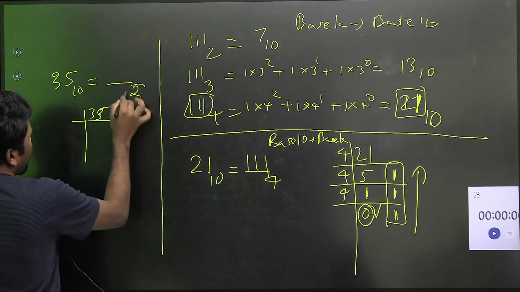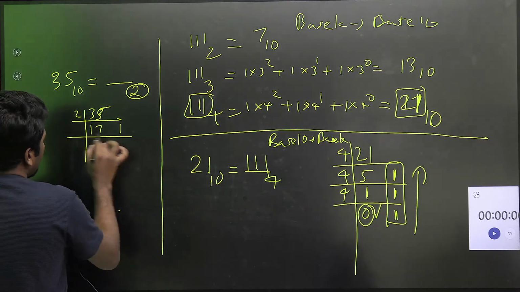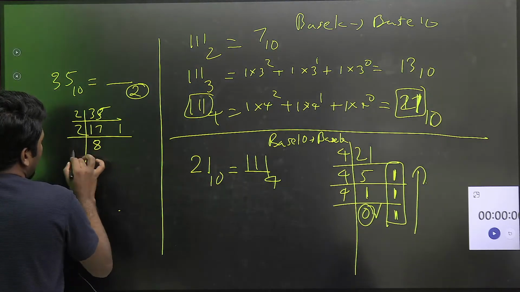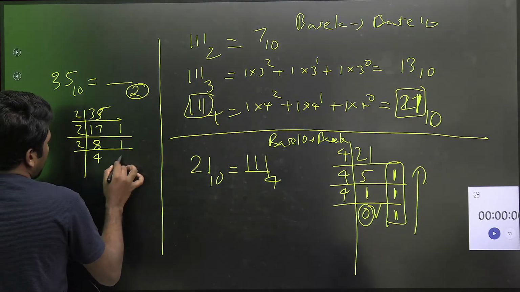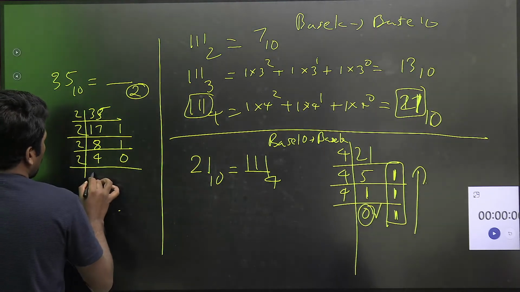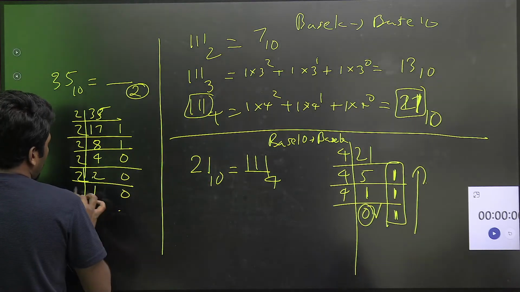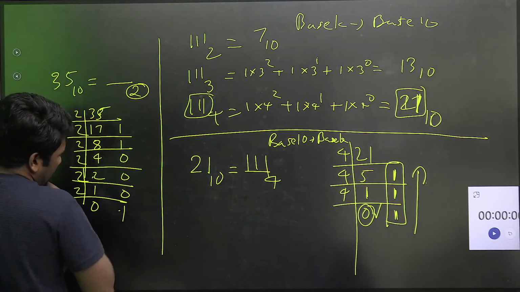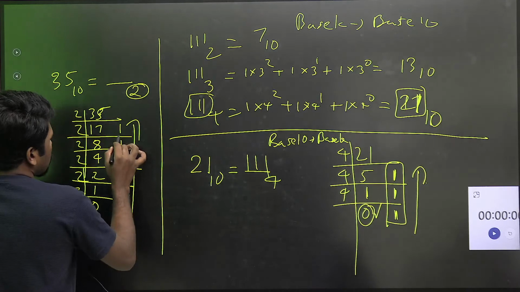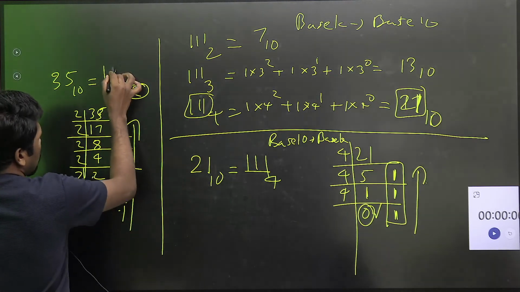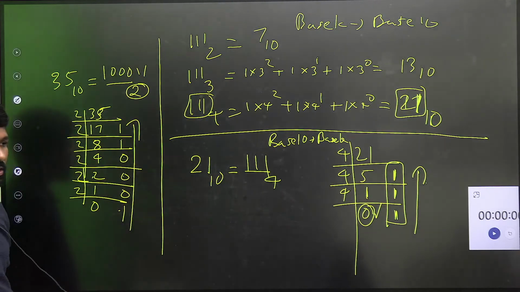The base to be converted to is 2. 35 by 2: quotient 17, remainder 1. 17 by 2: quotient 8, remainder 1. 8 by 2: quotient 4, remainder 0. 4 by 2: quotient 2, remainder 0. 2 by 2: quotient 1, remainder 0. 1 by 2: quotient 0, remainder 1. Now write this in reverse order: 1 0 0 0 1 1. That will be the equivalent binary number of 35.